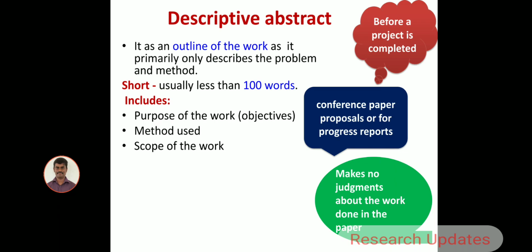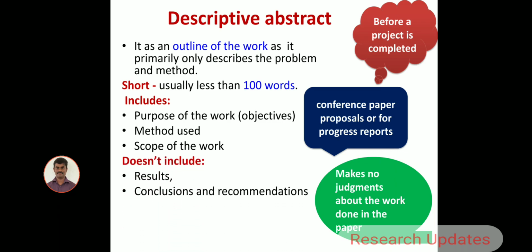What has to be included in a descriptive abstract? It includes the purpose of the work, methods used and the scope of the work. So these 3 things have to be included in a descriptive abstract. And what should not be included? Results, conclusions and recommendations should not be included in a descriptive abstract.